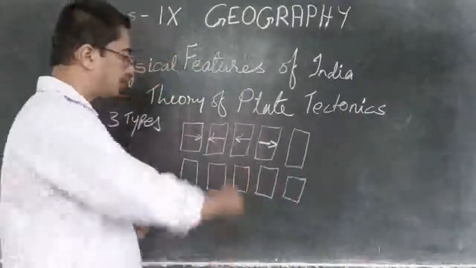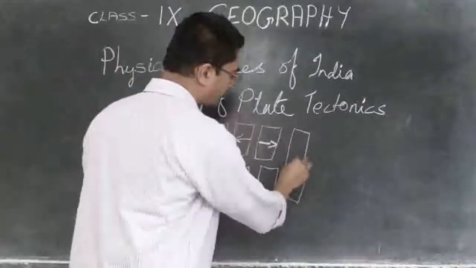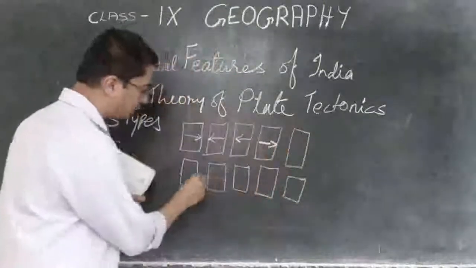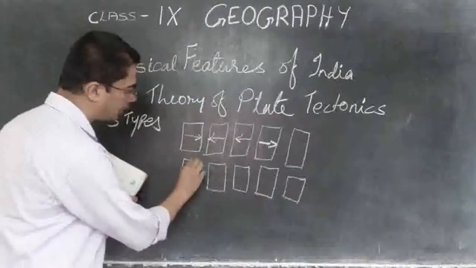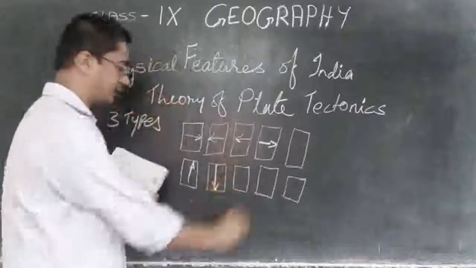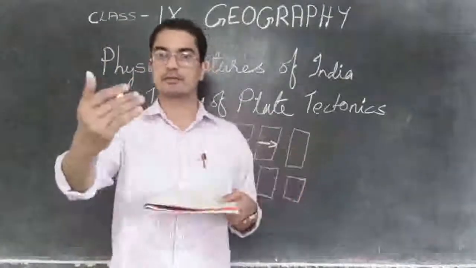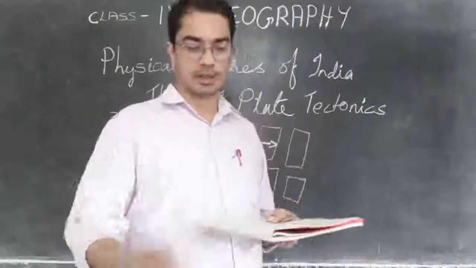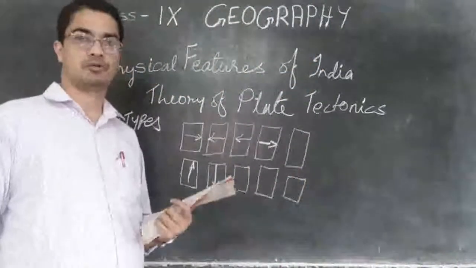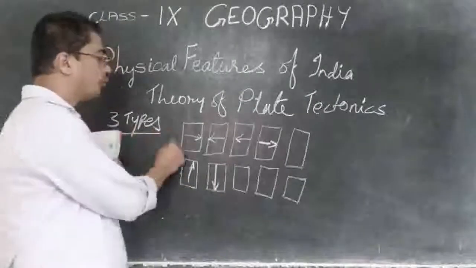Then sometimes it can go up and down. So let's say this one will go upside and this one will go downside. So that is another type of movement. One is going that side, another is coming this side. So it keeps on moving, and that is called transform boundary. So these are the 3 types of movement.